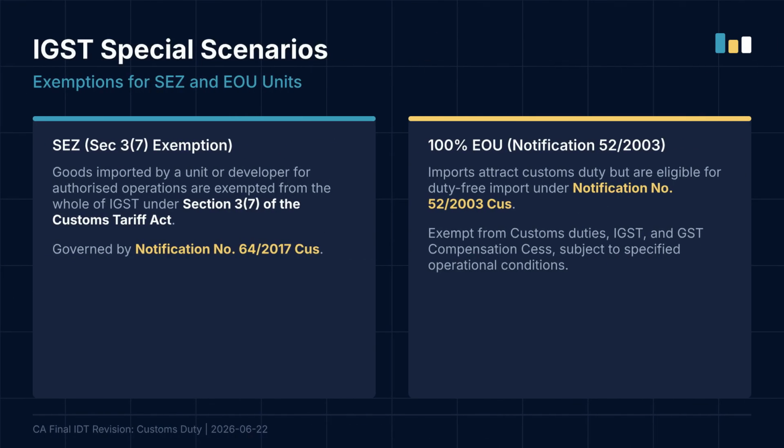Certain imports receive special treatment under customs law. Goods imported by SEZ units or developers for authorized operations are fully exempt from IGST under the relevant notification. Similarly, 100% export-oriented units can import specified goods duty-free under Notification 52 of 2003, subject to prescribed conditions. These incentives are designed to promote exports, enhance competitiveness, and support industries that contribute significantly to foreign exchange earnings and economic growth.